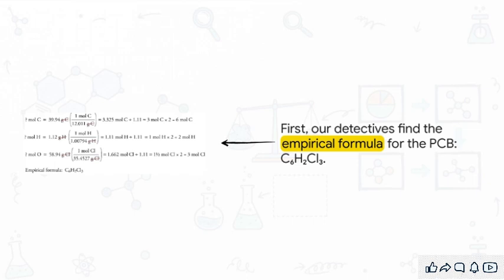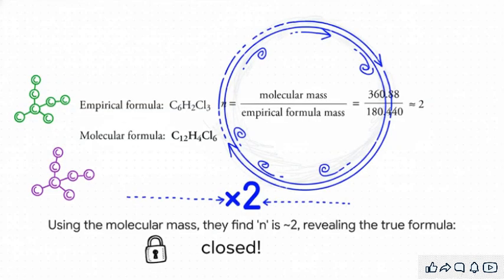All right, first up, our detectives get to work finding that empirical formula. They followed the exact same 5-step playbook we just went through. Convert the percentages to moles, find the simplest whole number ratio, and the result they get for this PCB is C6H2Cl3.